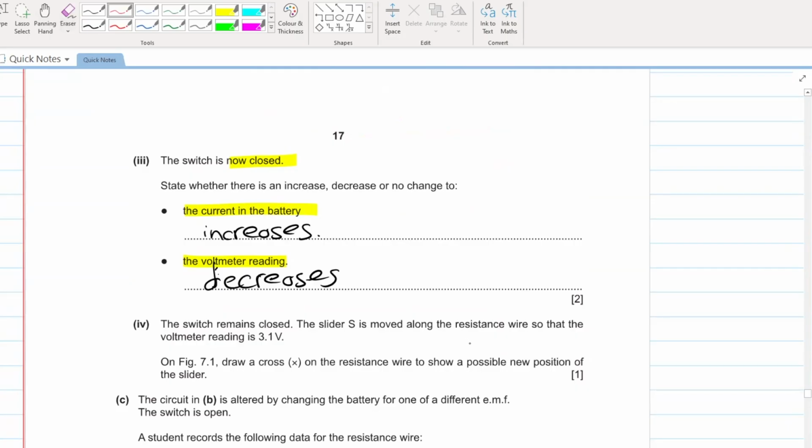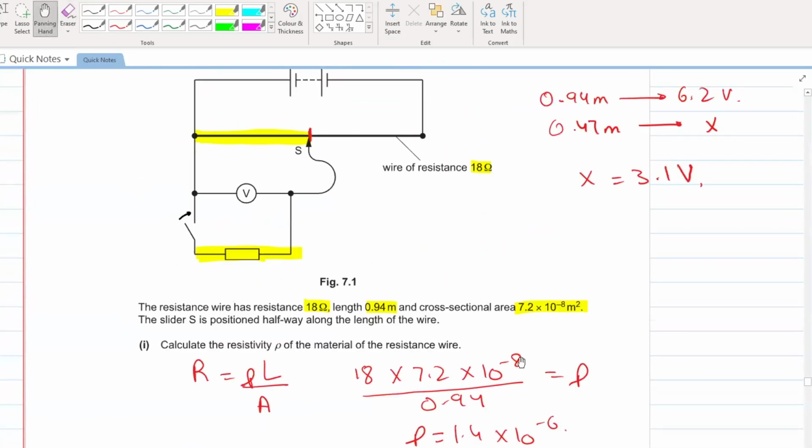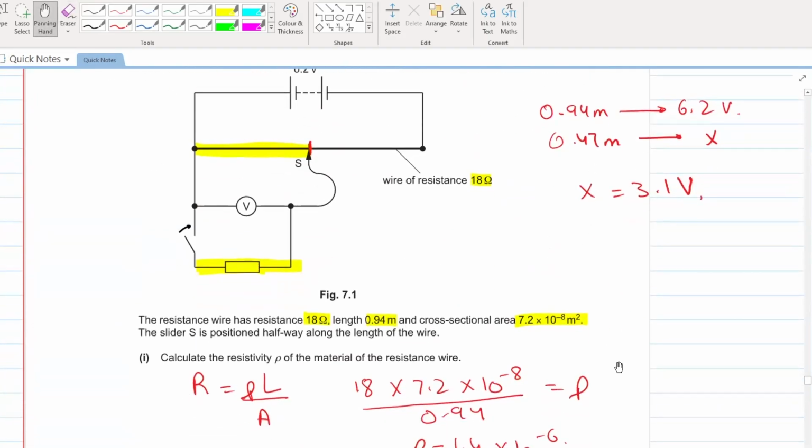The switch remains closed. The slider is now moved along the resistance wire so that the voltmeter reading is 3.1. अच्छा, voltmeter reading आपने 3.1 कर दी किसी तरह. On figure 3.1, draw a cross on the resistance wire to show a possible new position of the slider. अच्छा बेटा, अगर आपने अब वापस से 3.1 की रीडिंग लानी है, so what will you do? You will place the slider where? बेटा स्लाइडर को कहाँ प्लेस करोगे?